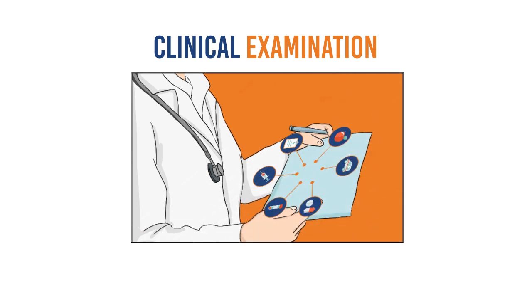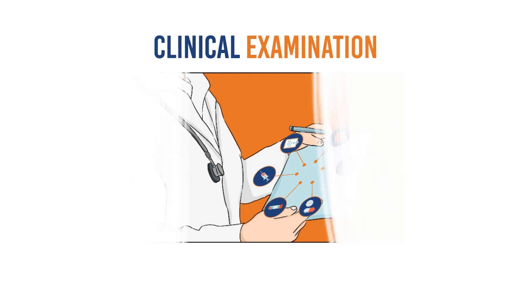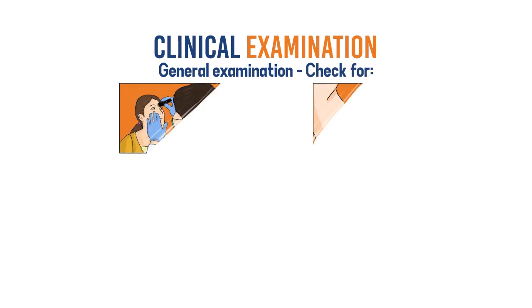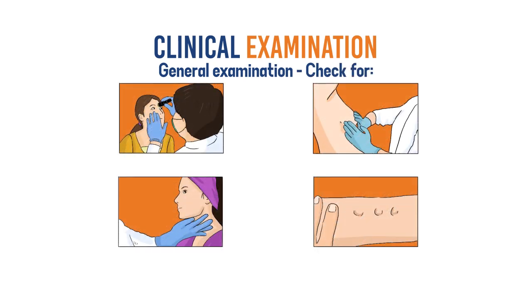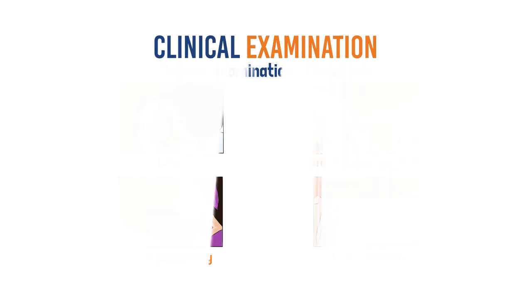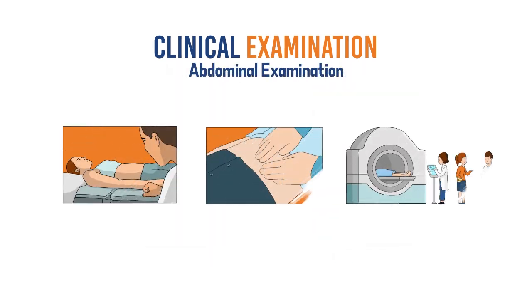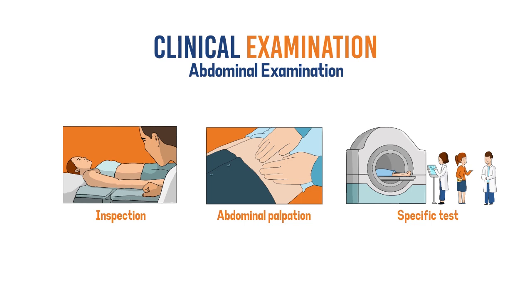Clinical examination may range from physical to clinical or laboratory tests. Let us take a closer look at these processes. General examination is important, in particular looking for pallor, breast lumps, any palpable lymphadenopathy, or lower limb edema. There are 3 types of abdominal examination: inspection, abdominal palpation, and specific test.